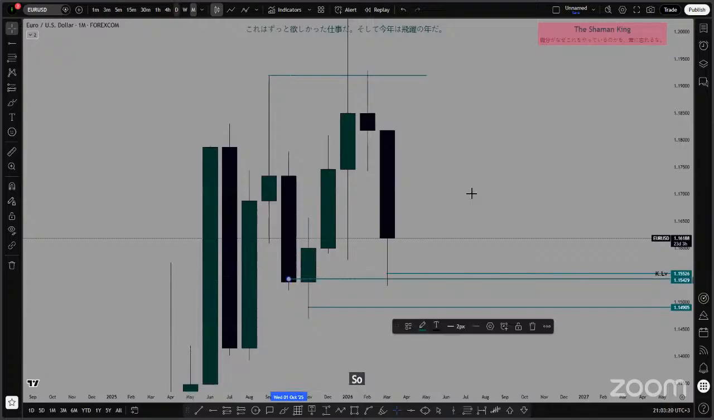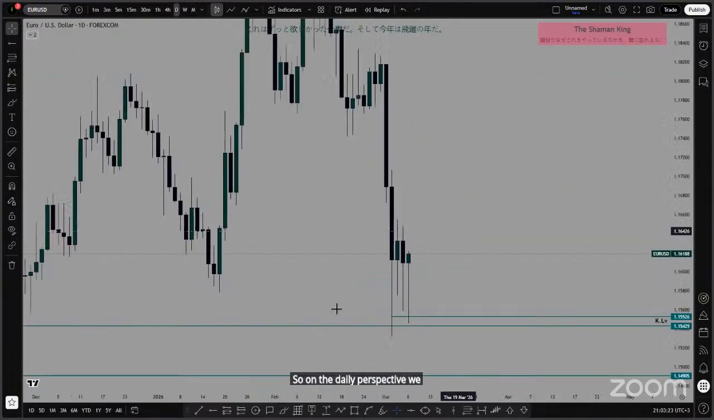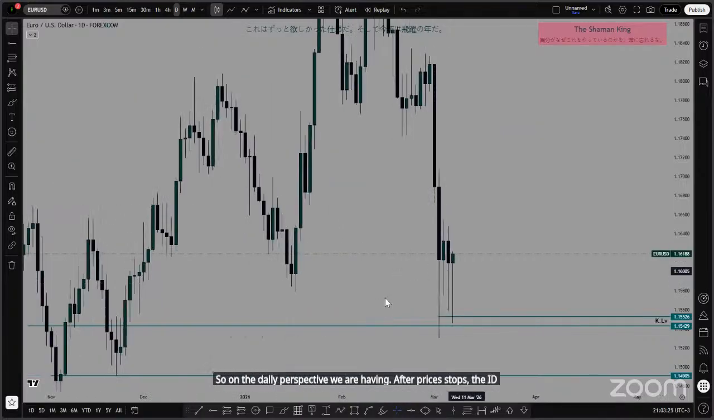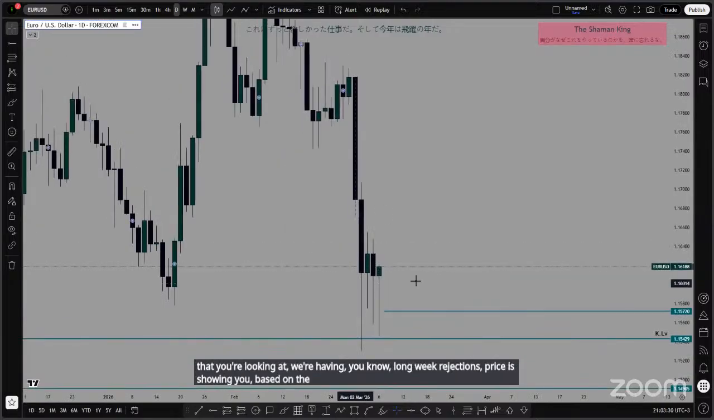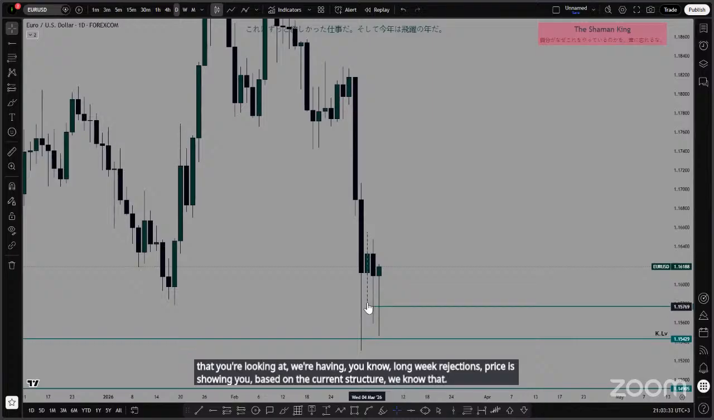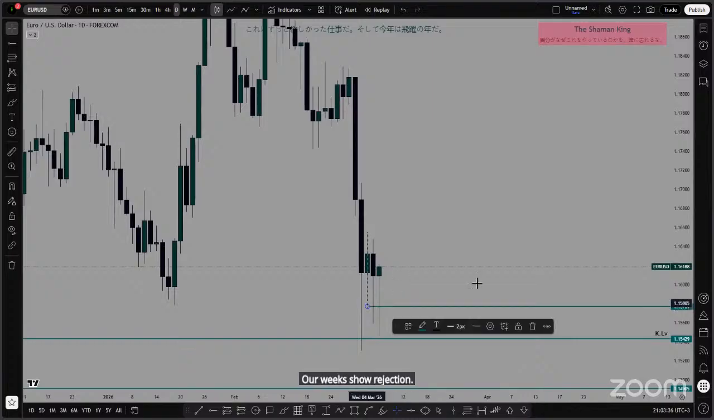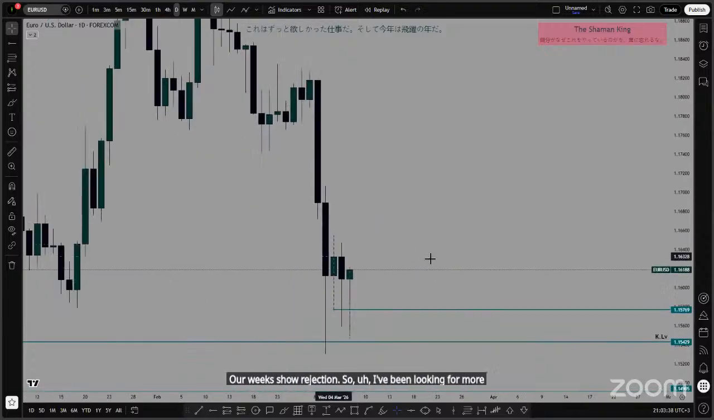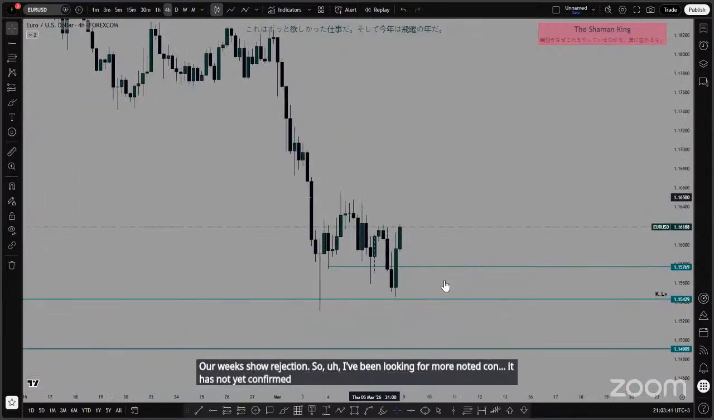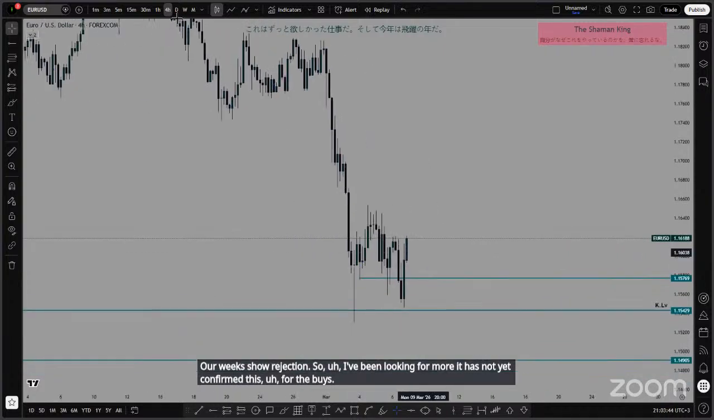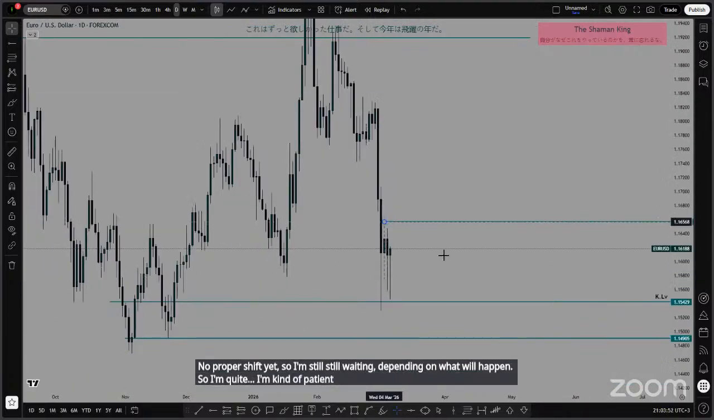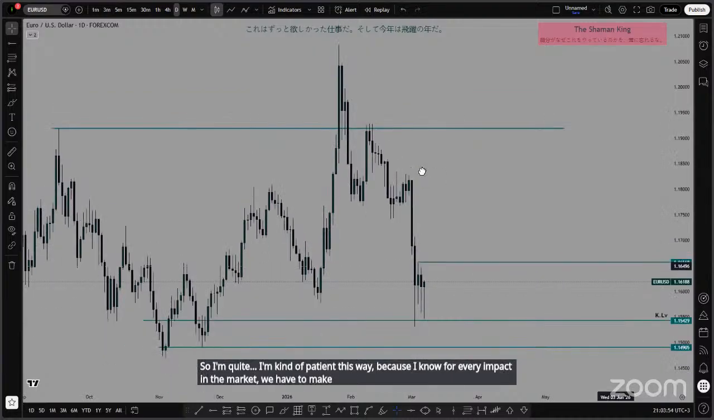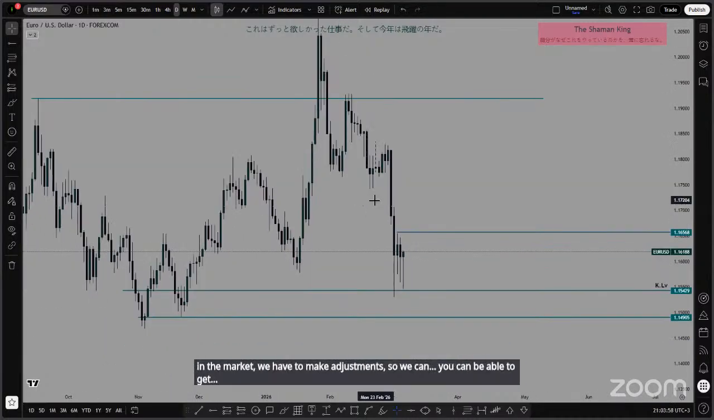So on the daily perspective, after price taps the ideal level that you're looking at, we're having long wick rejections, price showing you based on the candlestick structure. We know that wicks show rejection. So I'm looking for more. It has not yet confirmed this for the buys. No proper shift yet, so I'm still waiting, depending on what will happen. So I'm kind of patient in this pair because I know for every impulse in the market we have to make a retracement, so you can be able to get some intraday buys during the week. The same applies to GBPUSD.